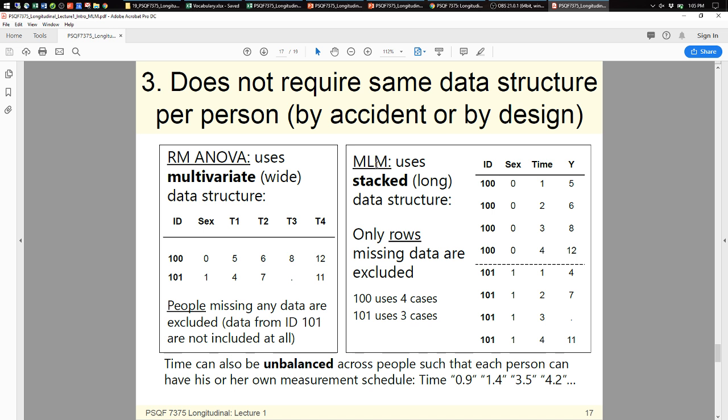So yes, bottom line, because of this missingness, your sample can change across models. If you want to use -2 log likelihood, it has to be the same sample. Okay, does that make sense? Okay.